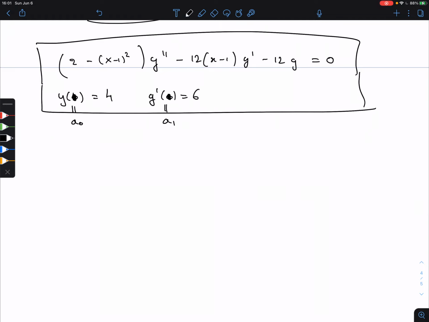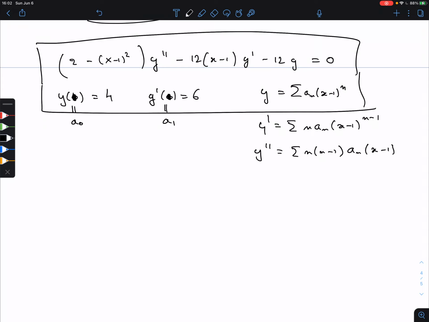Well, what we do is we propose a solution of this form. Let's write it up here. An x minus 1 to the power n. I'm not going to write the summations anymore. Okay, so what is y prime? Well, it's always the same, right? And y double prime is summation n times n minus 1 a n x minus 1 to the power n minus 2. And now we have our coefficients. I'm going to write them. So this is minus 12 times that, minus 12 times x minus 1 times that, and then we have a 2 minus x minus 1 squared.